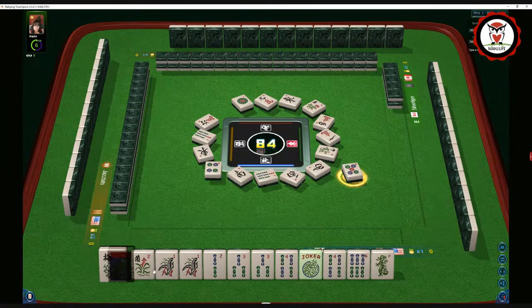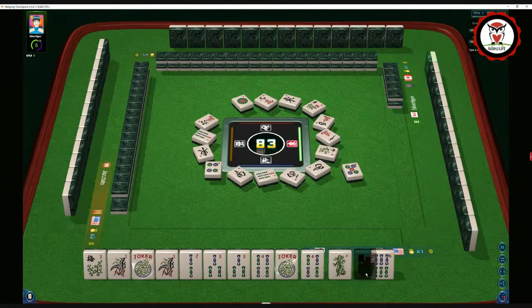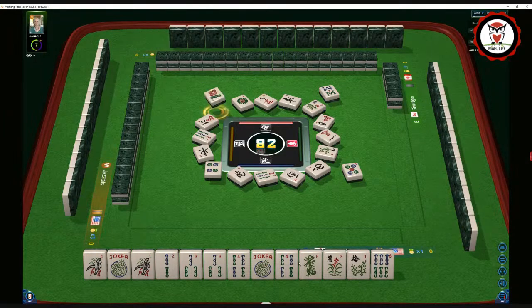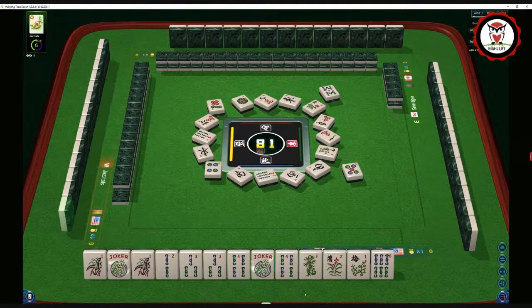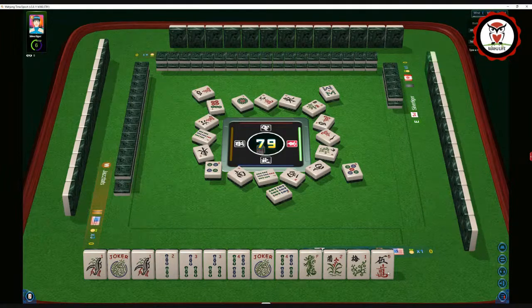5 dots. Okay, so the 6 bam will go. I'm gonna separate this 8 with the bamboos. Flower, so we don't accidentally discard this green dragon. 7 dots. All right, we need to draw a 2 bam or a green dragon. It's all about picking well now. This is where the luck comes in the game.